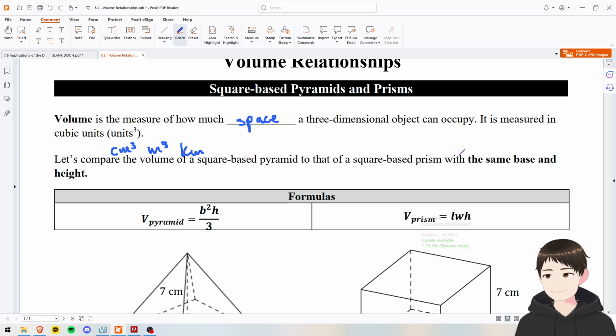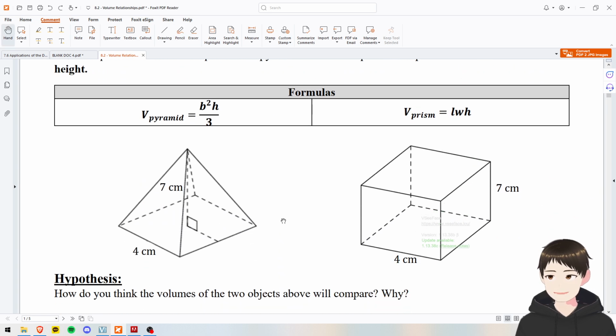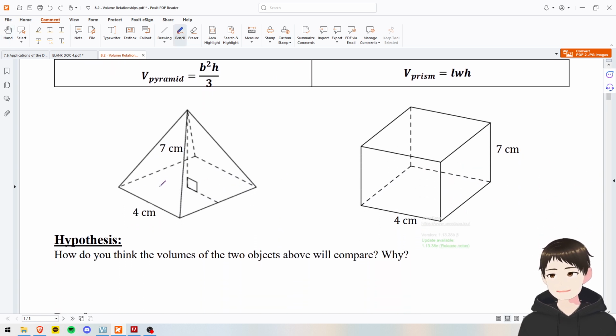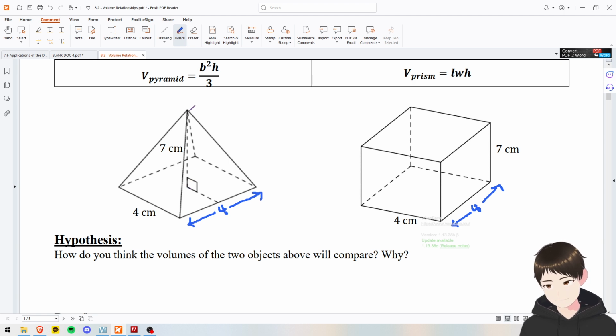Here we go. Let's compare the volume of a square base pyramid to that of a square base prism. So I want you to see a couple of things. Numerically, let's compare. I have one side of the base as 4. I have one side of this base as 4. And because this is a square base, the other side of this base is 4. And same here, the other side of this base is 4. The height from the middle of the square to the tip of the pyramid is 7. The height of this square base prism from the bottom corner to the top corner is 7.